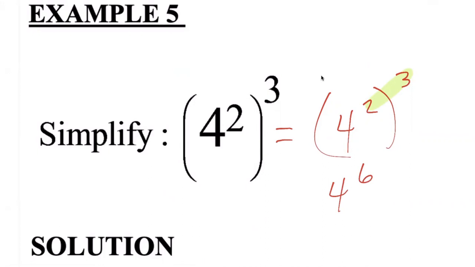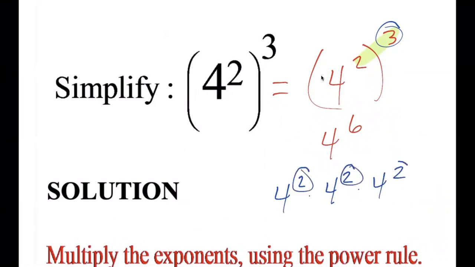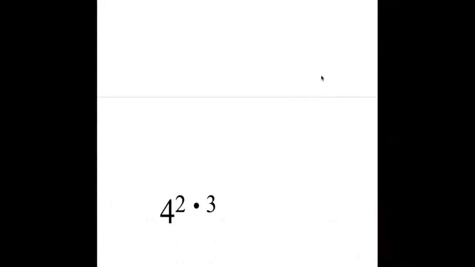The other way of thinking about that is this 3 means that there's 3 sets. So another way of thinking of that is 4 squared times 4 squared times 4 squared, because there's 3 sets. And then if you follow the product rule, then we can just add those 2's together. 2 plus 2 plus 2 will also give me the answer of 4 to the 6. So you got a couple different ways that you can do that on this problem.